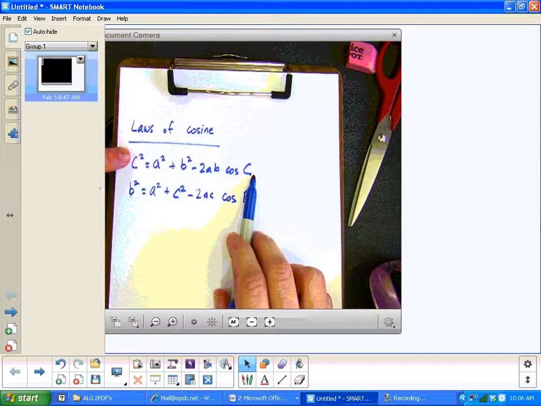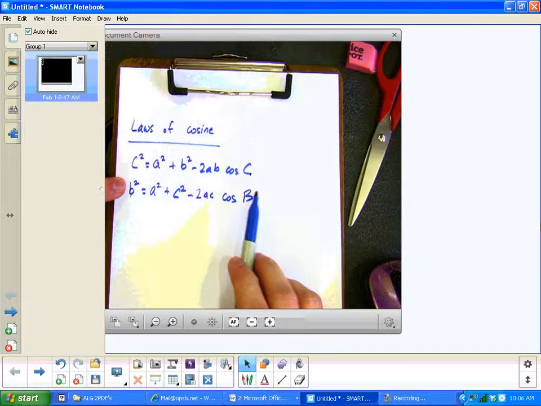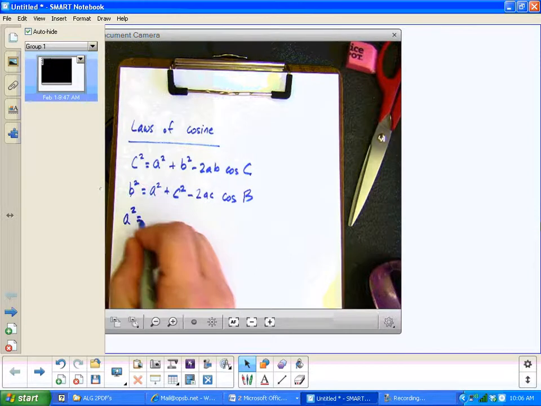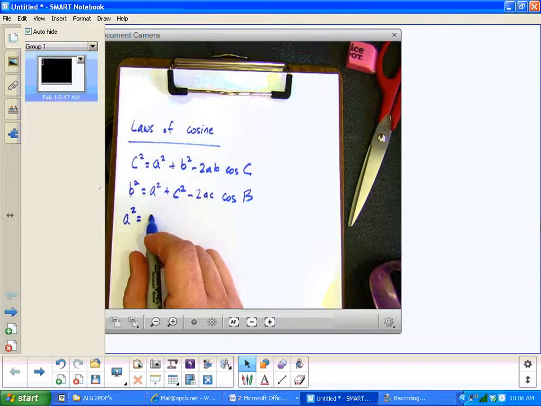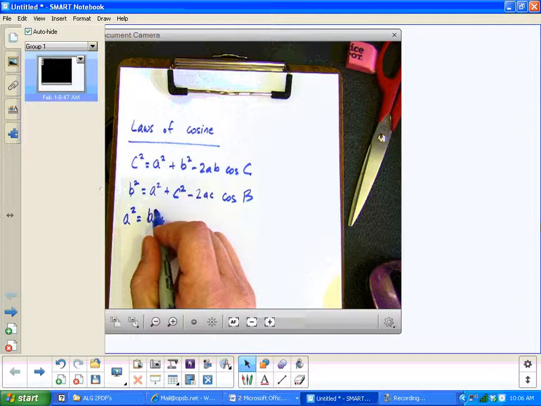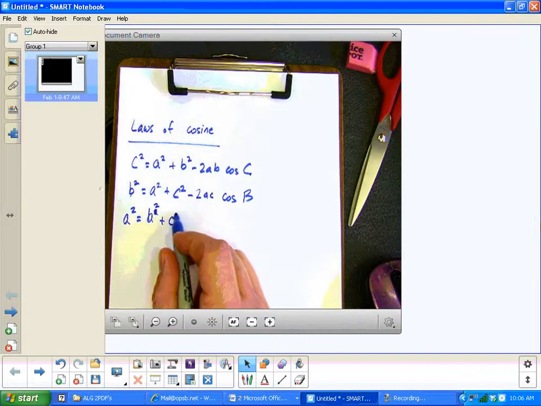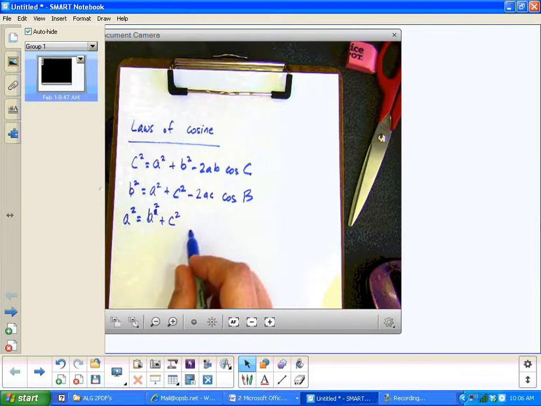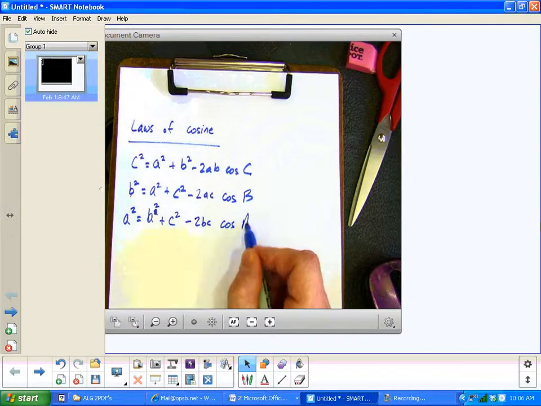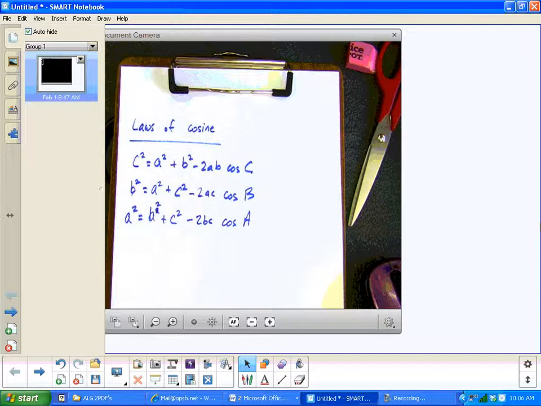Right. And so if I was looking for side B or angle B, I would use this one. All right, now let's see if you guys can give me the A version. So now this one would say B squared plus C squared minus 2BC times cosine A. Now, really and truly, don't bog yourself down in memorizing the formula. It's over there on your reference sheet.